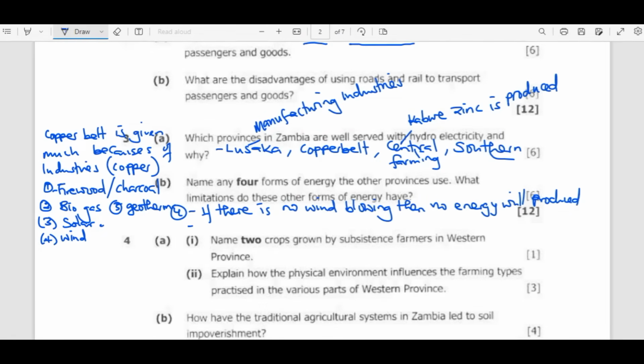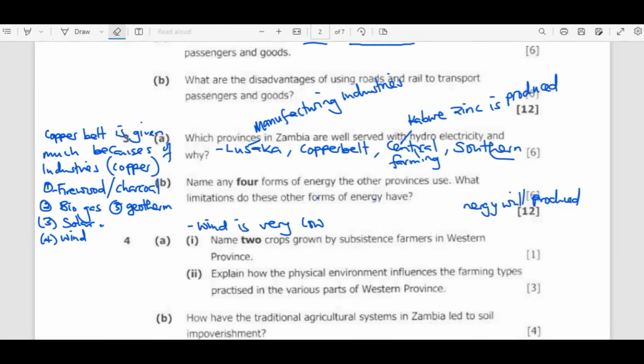And then the other one under wind, we are saying that most areas in the country, you'd find that they do not experience this because wind is very low. So wind is very low, such that the turbines will have difficulties in rotating. So when the turbines have difficulties in rotating, then it becomes impossible for energy to be produced.